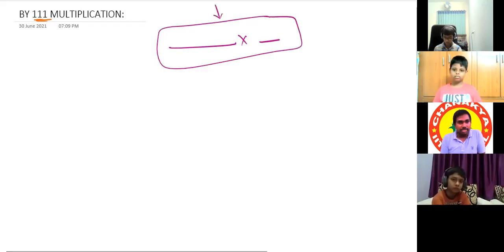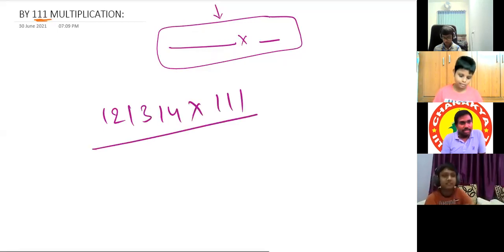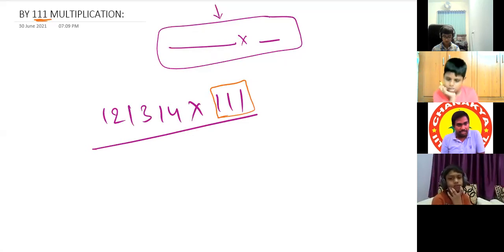Okay. So now see the series of ones, 3 ones here. Any number, I'm taking 1, 2, 1, 3, 1, 4 into 1, 1, 1. Listen to this carefully. First understand this. Later you can do any number of exercises. As there are 3 ones, we have to add 3 digits at a time.